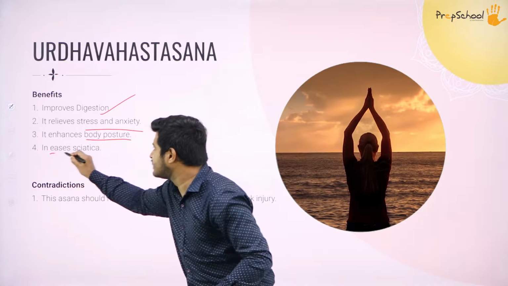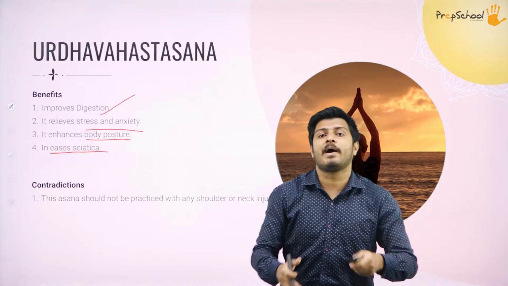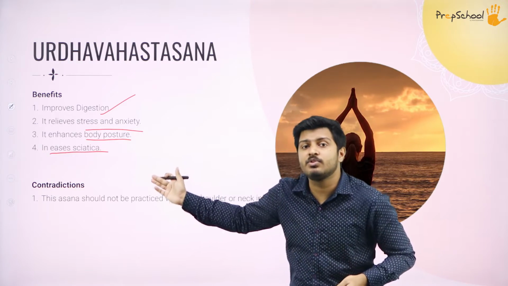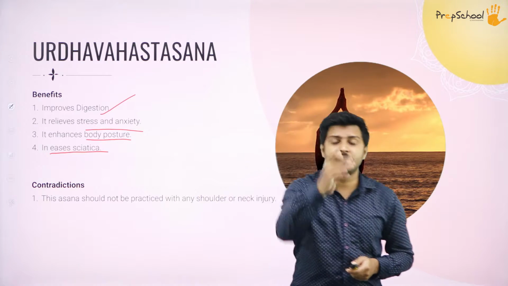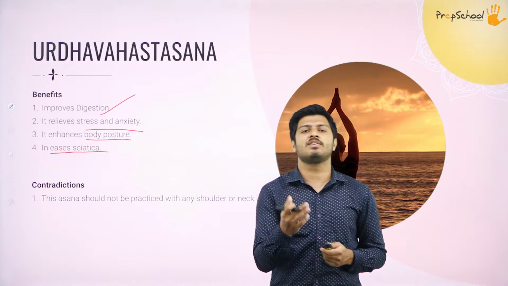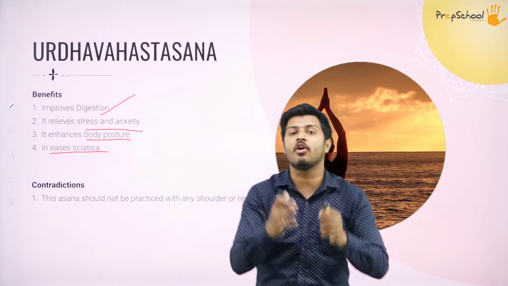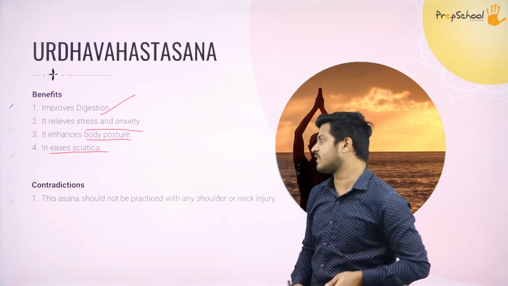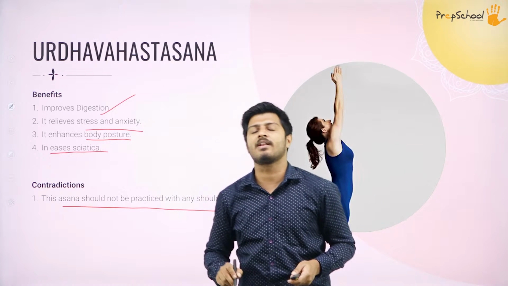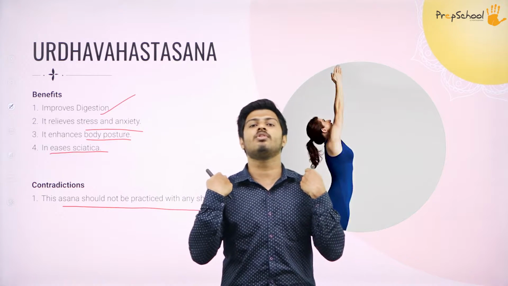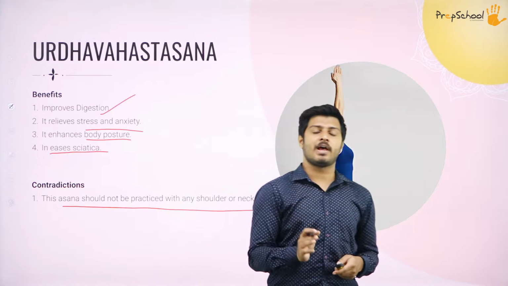Moving on to next, it eases sciatica. Now what is sciatica? Sciatica is one more spinal issue, and this asana helps you to solve that. What is the contraindication of this asana? Like I said, every asana has its benefits as well as its contraindication. This asana should not be practiced with any shoulder or neck injury. If you have a shoulder injury or a neck injury, you are not supposed to practice this particular asana. Keep that in mind.